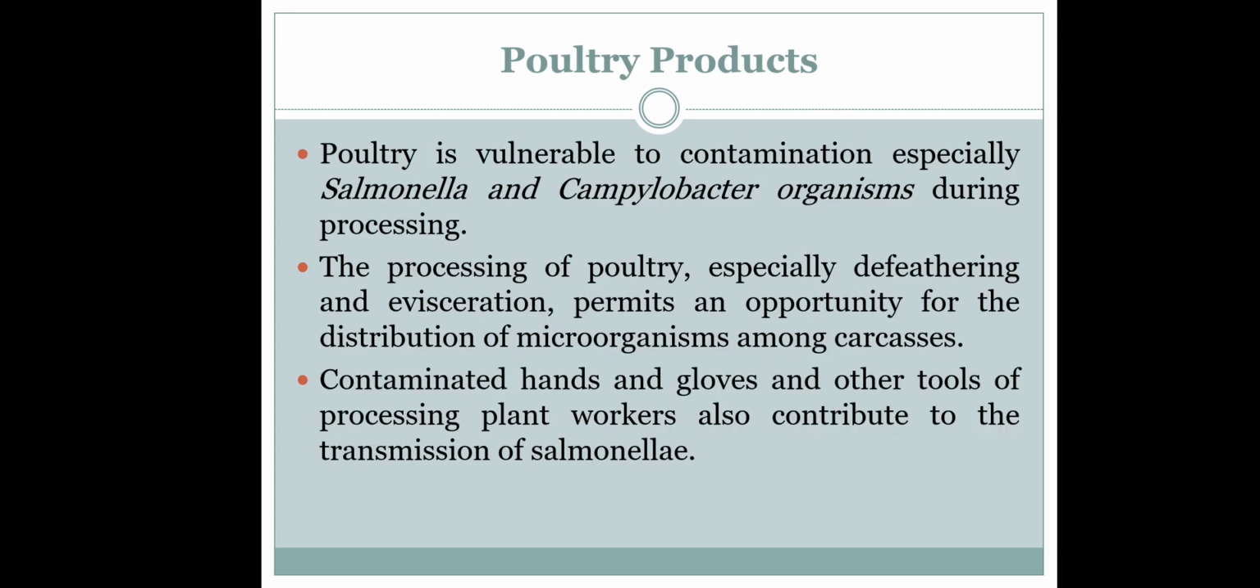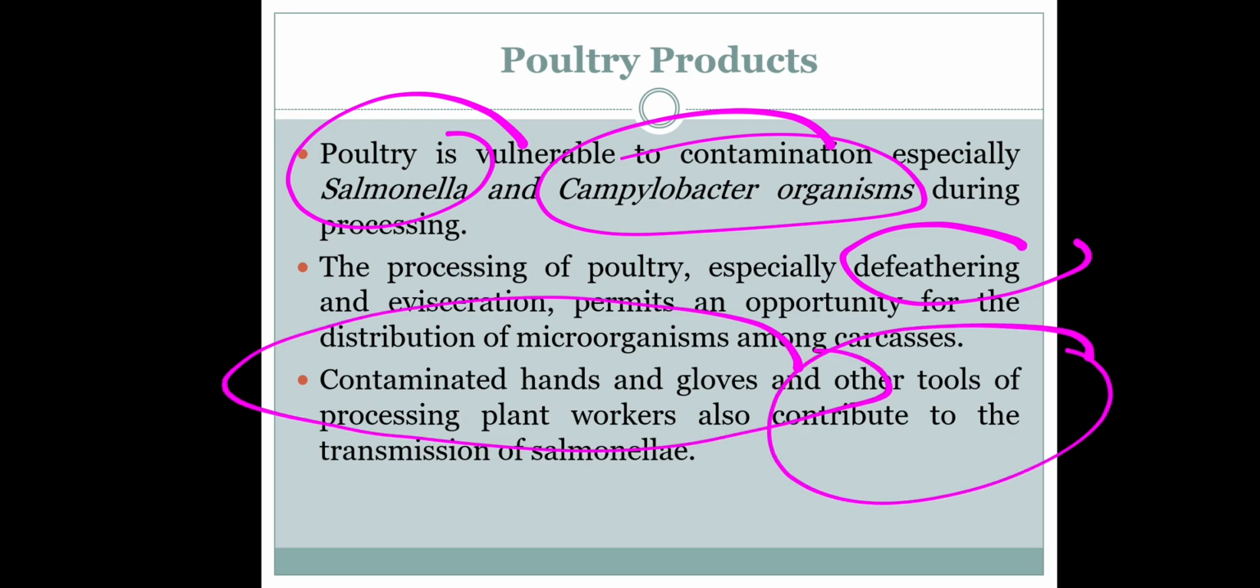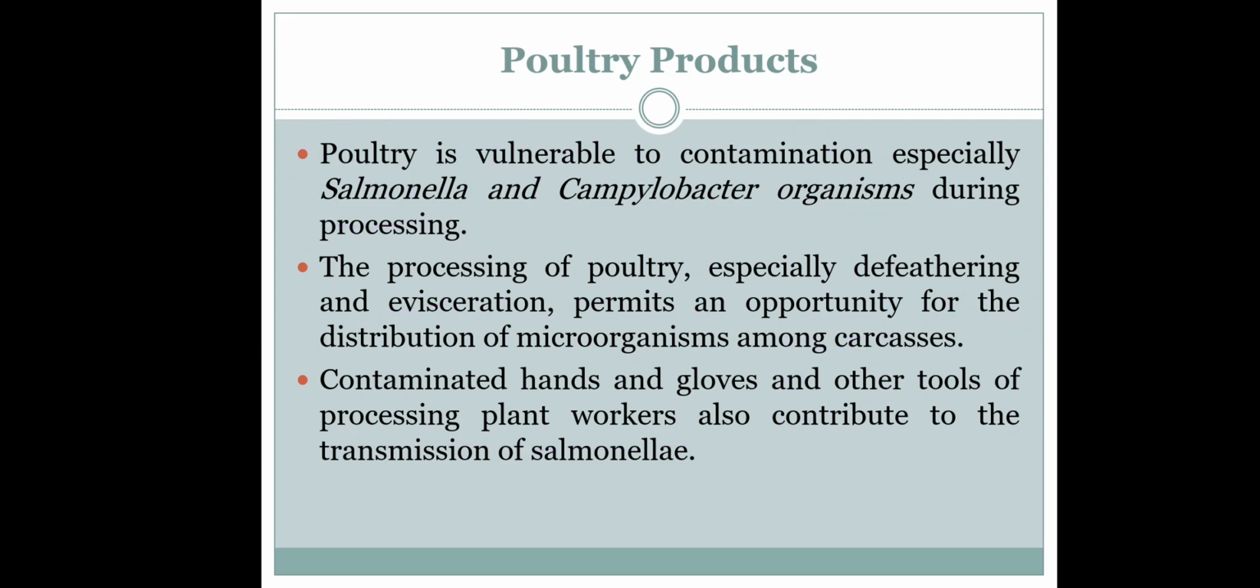Next is the poultry. One of the most vulnerable contaminations in poultry is salmonella and campylobacter organisms, and especially during feathering, these enter into the poultry products. Most of the time contaminated hands or gloves or other tools are also responsible for the contamination of salmonella species.